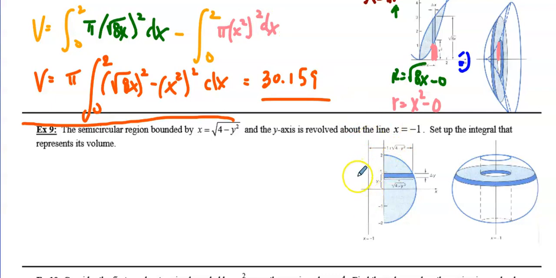The first thing we're going to notice is that I'm rotating around the line x equals -1. This is a vertical line. All vertical lines are going to be in terms of y, so we're going to do dy here.